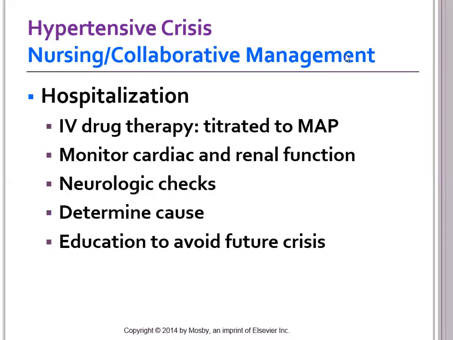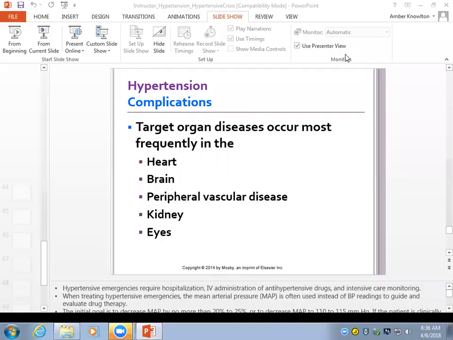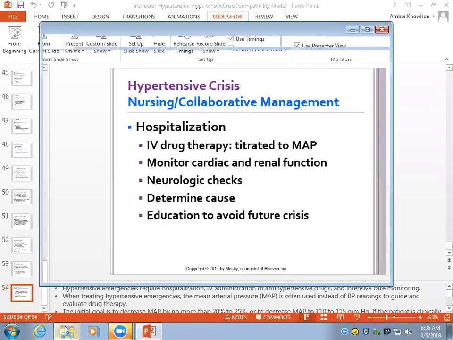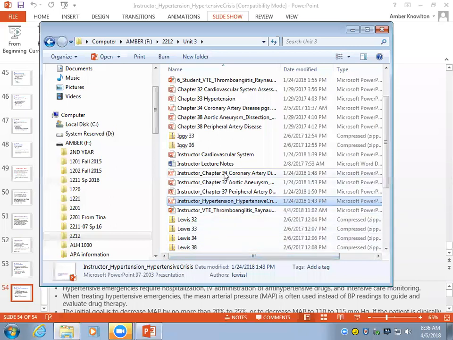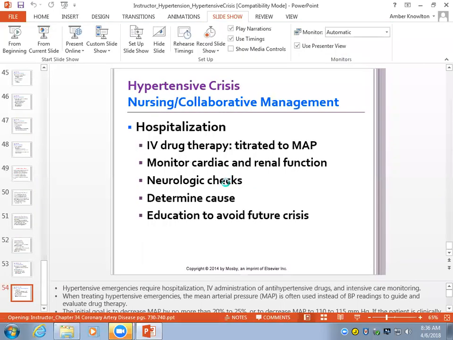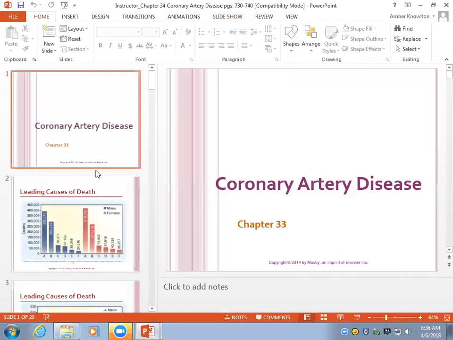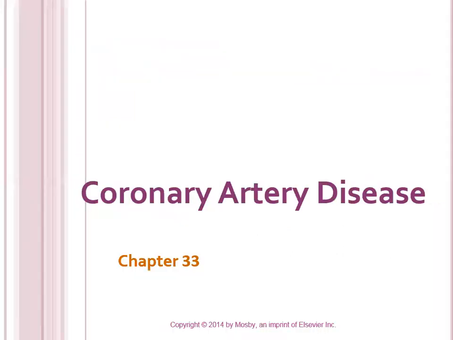Okie doke, there's hypertension. Coronary artery disease, this is starting in your book in chapter 33, page 702. Now, this is an introduction to coronary artery disease. We're just going to start talking about the basics. We're not going to get into MIs until next week, okay?